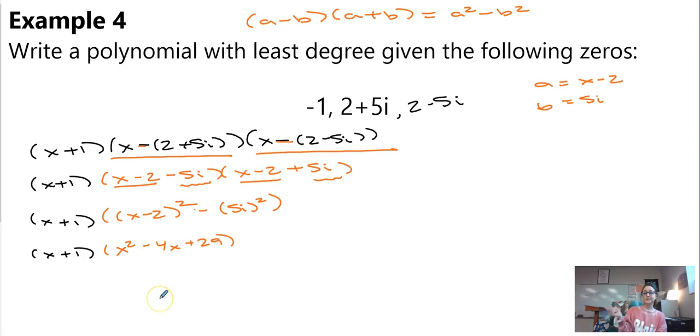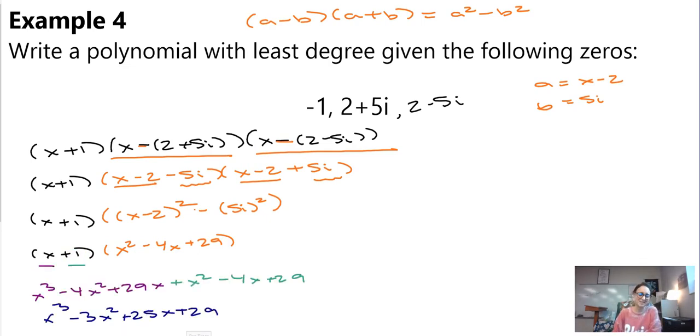Okay, so instead of distributing 3 terms to another 3 terms, we were able to do this in 2 steps. All right, so that saves us quite a bit of time. All right, now just distribute this x to all 3 terms and the 1 to all 3 terms, combine like terms, and then hit continue when you're ready to check your answer.